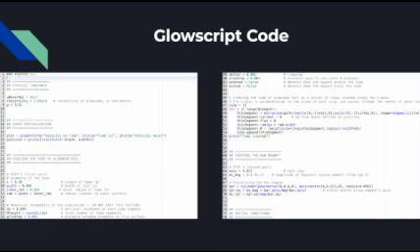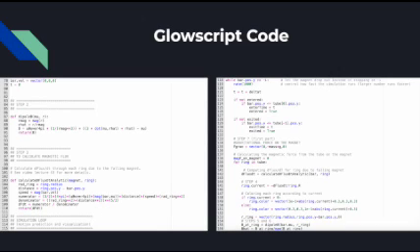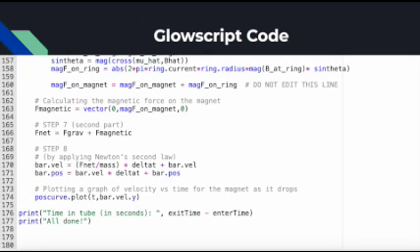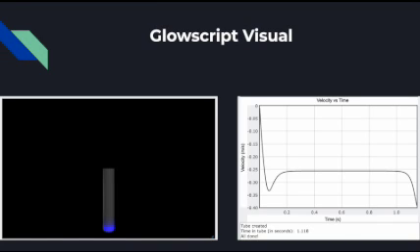Now next is the GlowScript code. So this was the code of the GlowScript that I had. And there are a couple more lines, and this is the final line of the GlowScript code. And this is the visual. The left picture is it fully ran, with the blue bar at the bottom, and this is the velocity versus time graph on the right.